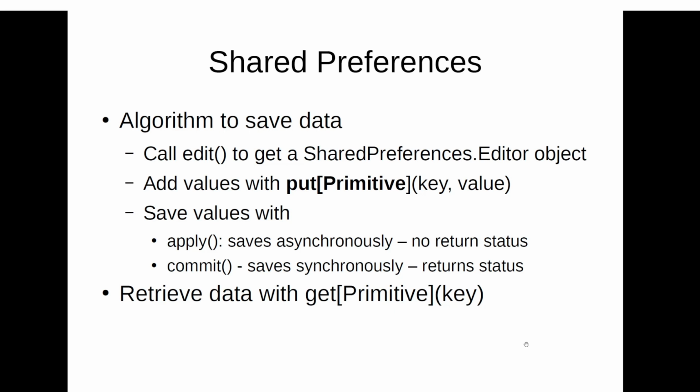To retrieve data from a SharedPreferences object, you simply invoke get and whatever the primitive type is. You may be asked to provide, in addition to the key, a default value that should be returned if the item referenced by the key is not found.